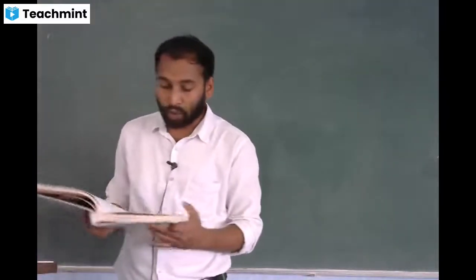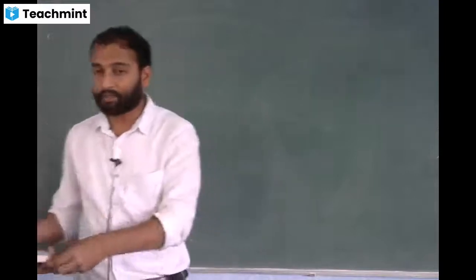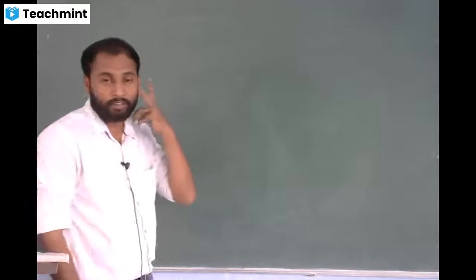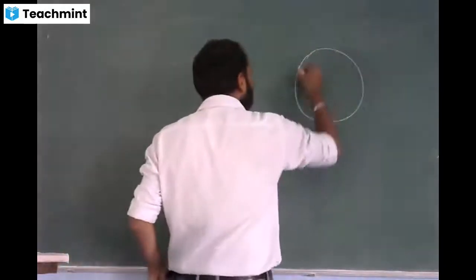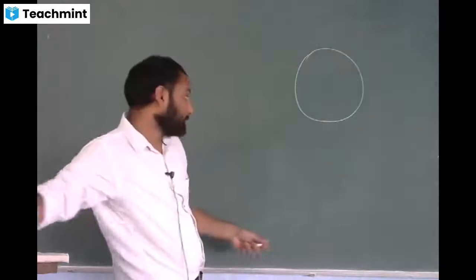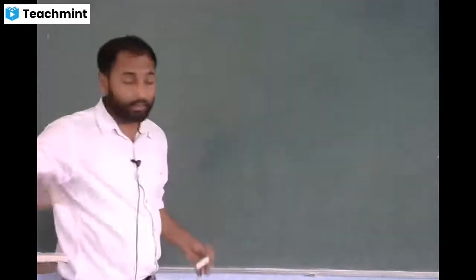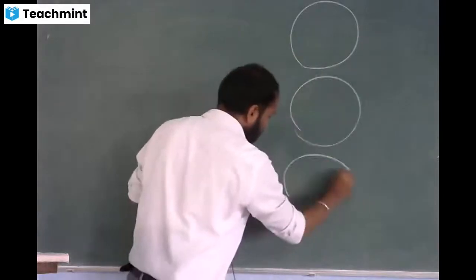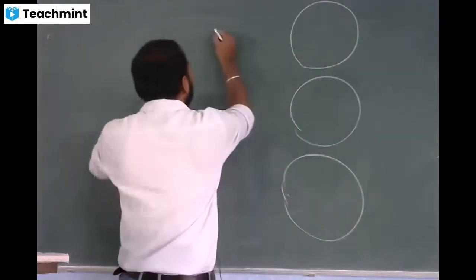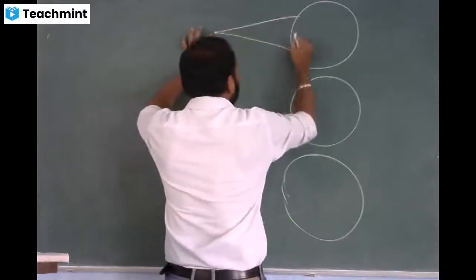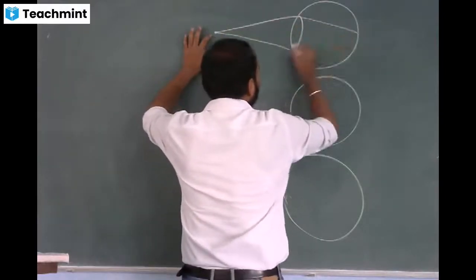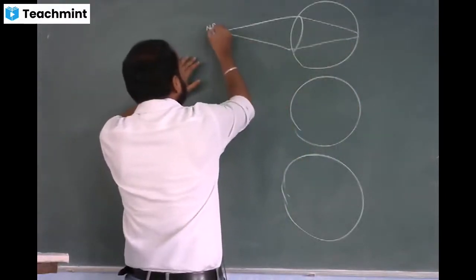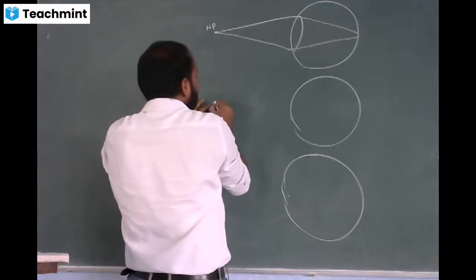Make a diagram to show how hypermetropia is corrected. So we have to make a diagram to show how hypermetropia is corrected. So I will draw the 3 cases. First, the near point of a hypermetropic eye. Okay, this is the near point.